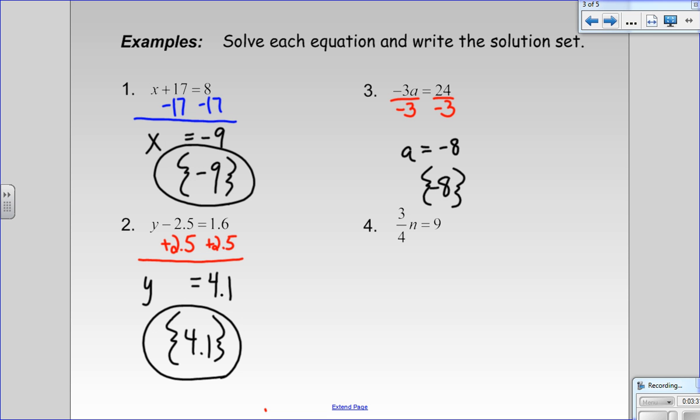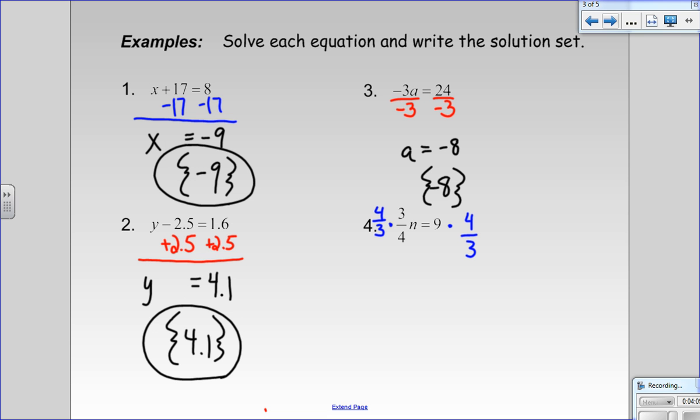For our last example, 3/4 n equals 9, we again want to isolate the variable. But isolating n by division would be a bit complicated since we have fractions. For example, dividing by 3/4 on both sides isn't what you want to do because dividing with fractions gets pretty complicated. So alternatively, if we want to isolate the n variable, we would want to multiply both sides of the equation by 4/3, the reciprocal of 3/4.